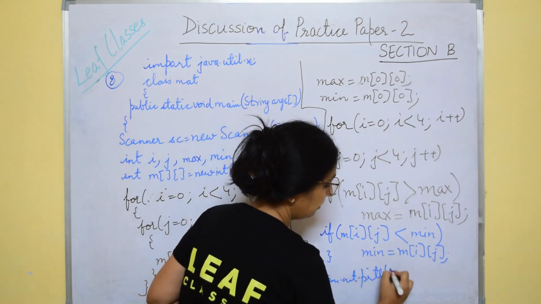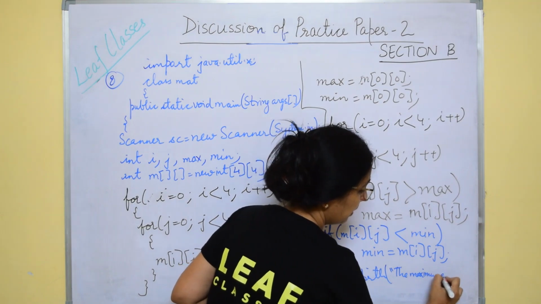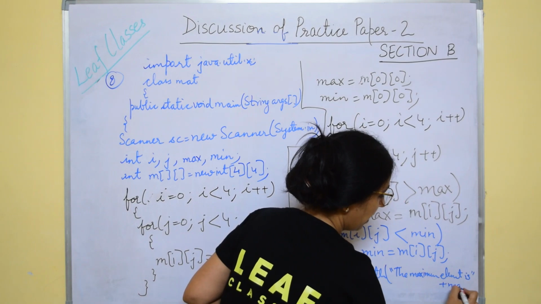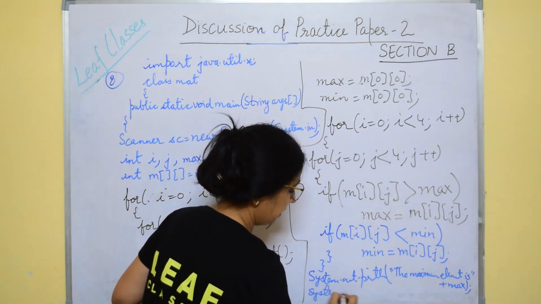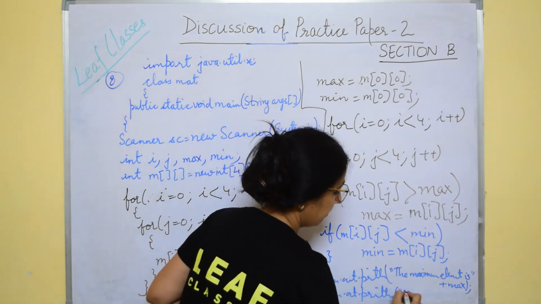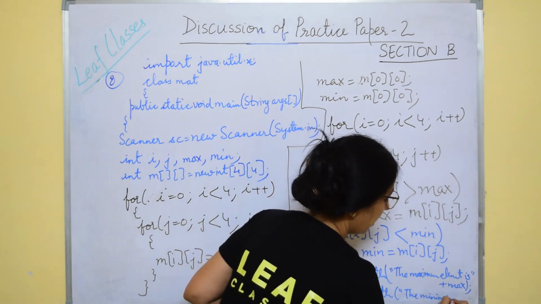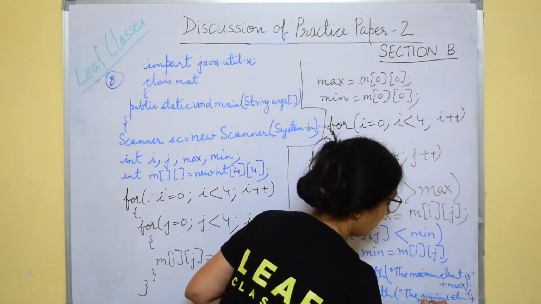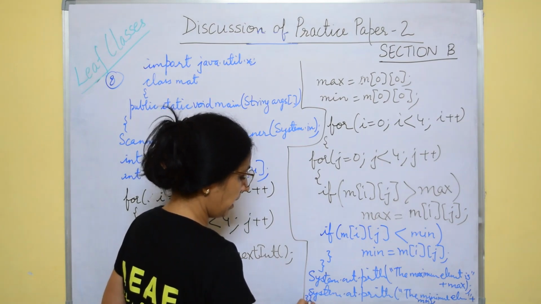After that you will print System.out.println the maximum element is plus max, and next print statement System.out.println the minimum element is min. In min you will have stored the minimum value and then you close main and then you close class.